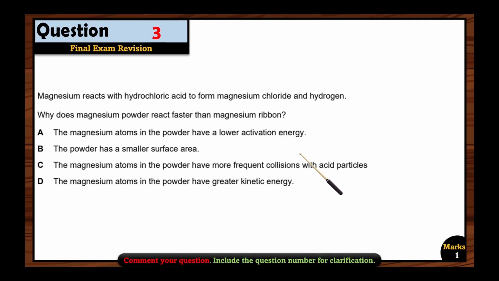Question number 3. Magnesium reacts with hydrochloric acid to form magnesium chloride and hydrogen. Why does magnesium powder react faster than magnesium ribbon? Of course, with the magnesium powder the rate of reaction will be faster. So what is the reason behind it? Because the powder has small particles, right? Small particles means a higher surface area. So the surface area has been increased, which means the number of collisions will be more.